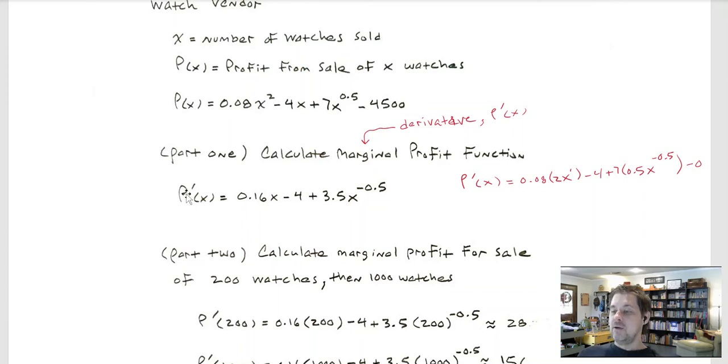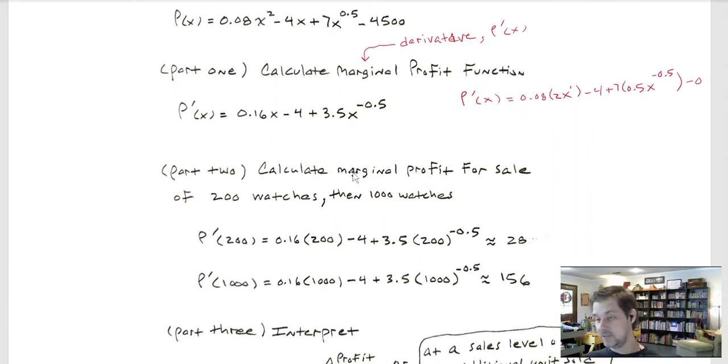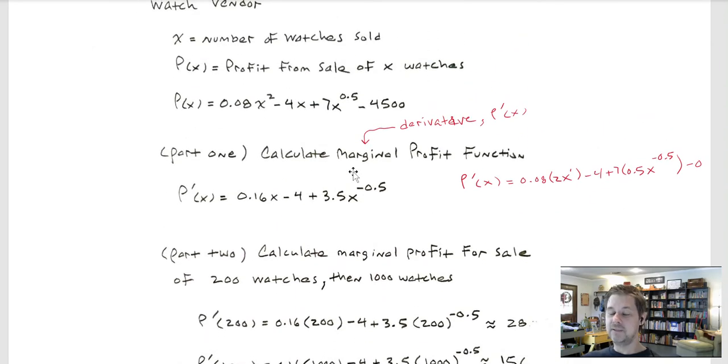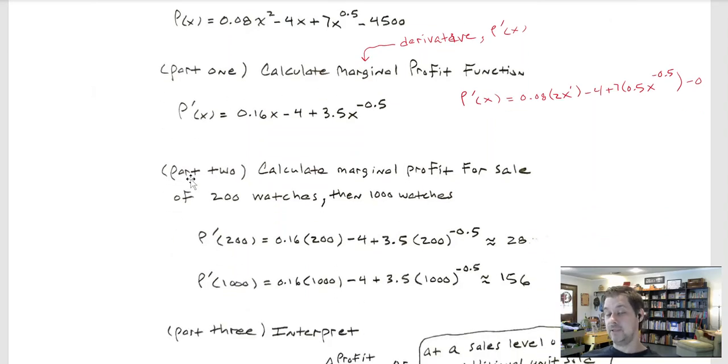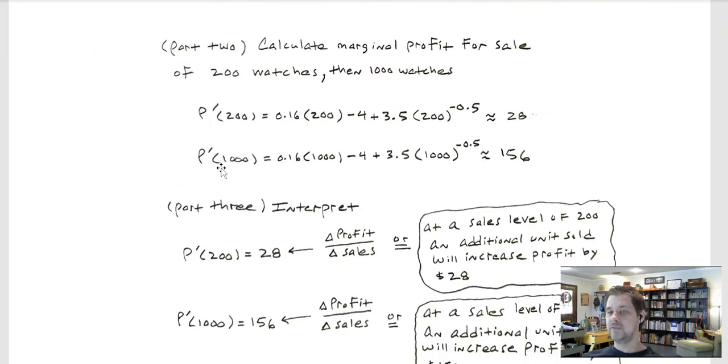Now, what I'd like to do next is talk a little bit about the interpretation of what this function tells you. P of X, the profit, tells you the profit. You tell me how many watches are sold, and it will estimate what the profit will be in that situation. So what does the marginal profit tell you? Economists talk all the time about marginal this, marginal that: marginal cost, marginal revenue, marginal profit. I know what P of X tells me. What does P prime, the marginal profit, tell me? We'll discuss that down here.